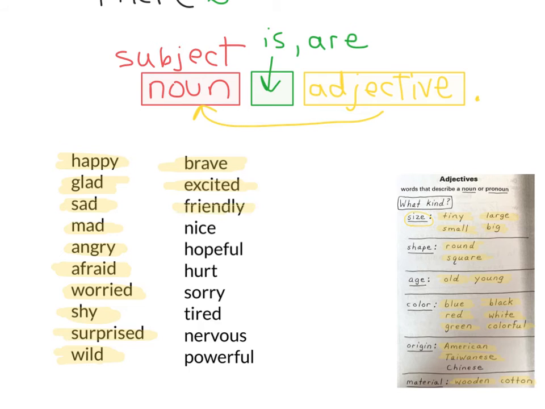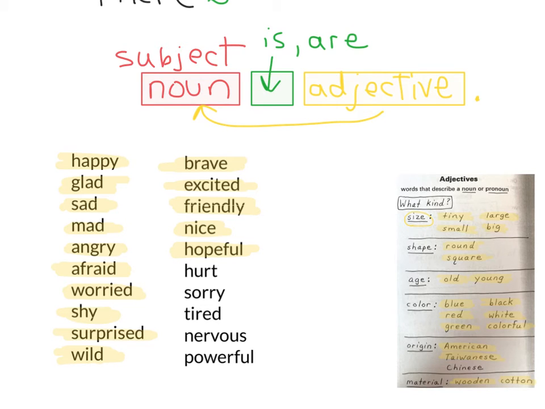When someone is a good friend and nice, we say they are friendly. She is nice. When someone wants something and believes that it might happen, she is hopeful. He is hopeful.